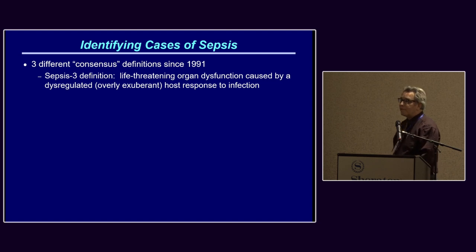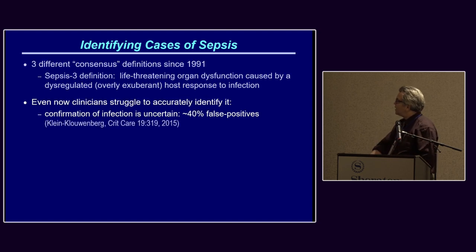The Sepsis-3 definition, which is the most recent one, says it's a life-threatening organ dysfunction caused by an overly exuberant, dysregulated is the word they use, host response to infection. This is important, and it's often overlooked, even by sepsis researchers. So, this refers to a revving up of the immune system that damages distant organs.